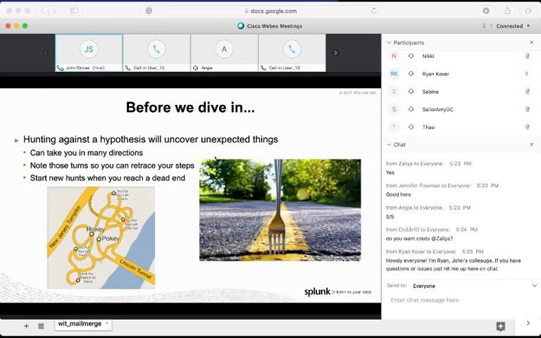we want to create a hypothesis. We want to run that thing to ground. We want to say, do we confirm it or do we refute it? And then, depending on which way we go, we then go into the next hunt. But if we leave a hunt too early, we may leave information on the table that we just still haven't realized, and we need to come back and get it. So let's make sure we take our time to do that.